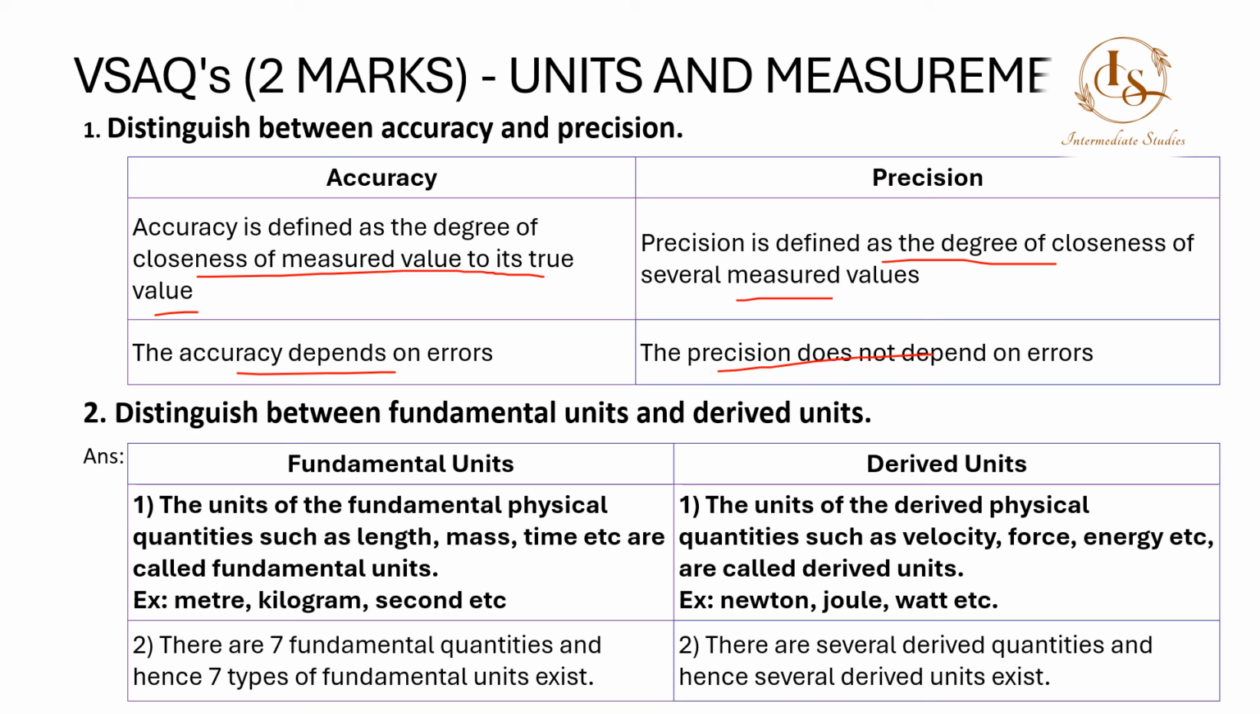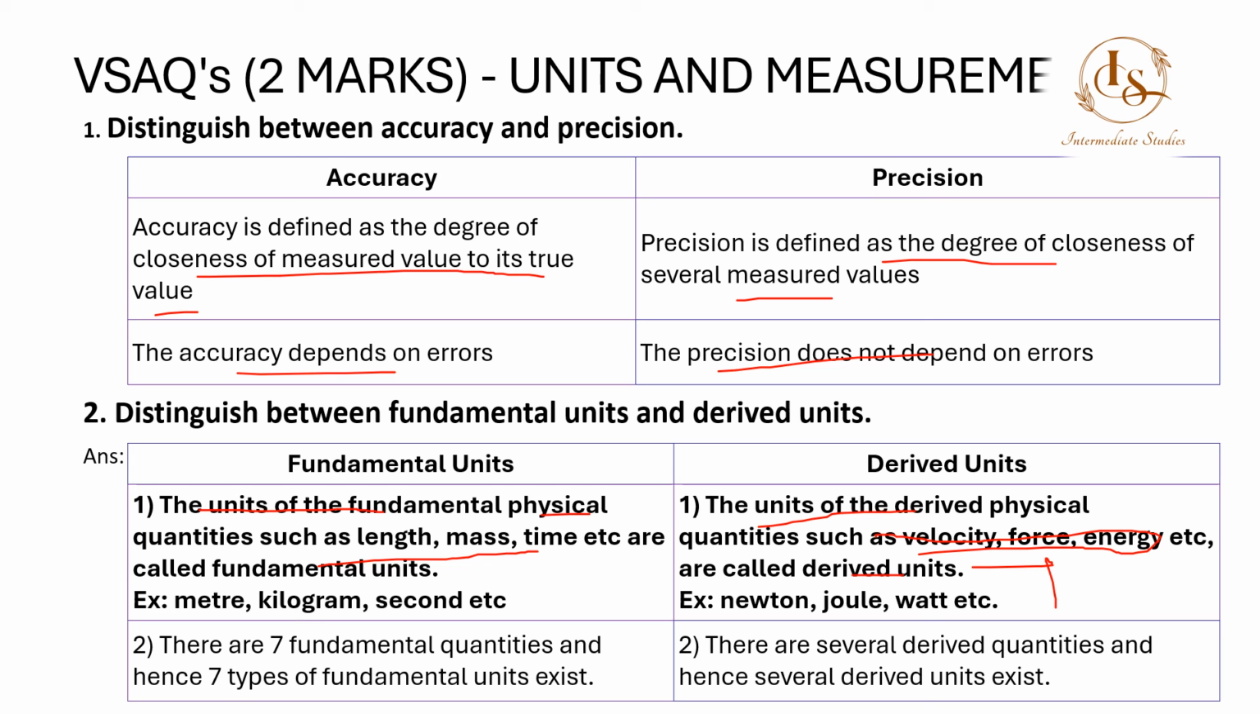Very simple question. The units of fundamental physical quantities are called fundamental units, whereas the units of derived physical quantities are called derived units. If you want to elaborate more clearly, you can define what the fundamental physical quantities are, such as length, mass, time, whereas derived physical quantities are velocity, force and energy. That is not required. This is just optional. You can simply write: units of fundamental physical quantities are called fundamental units and units of derived physical quantities are called derived units. For this you will get 1 mark.